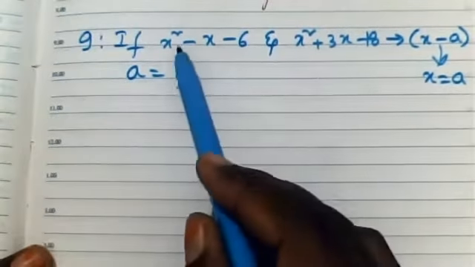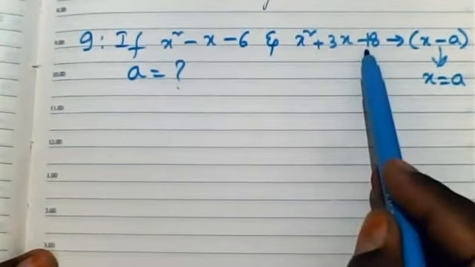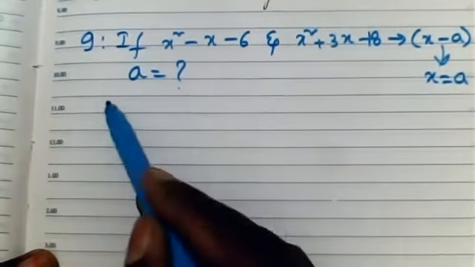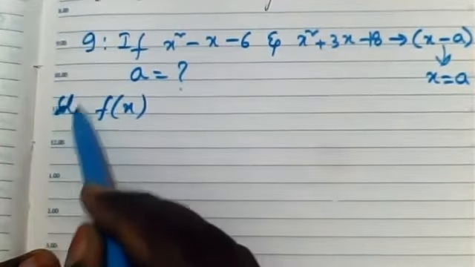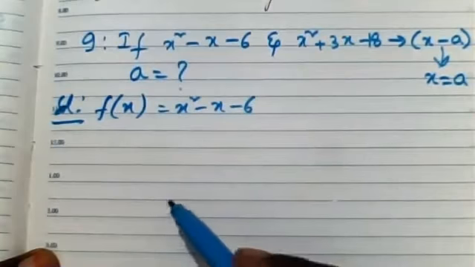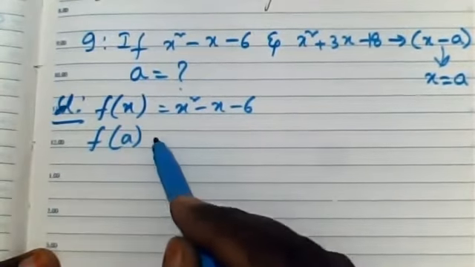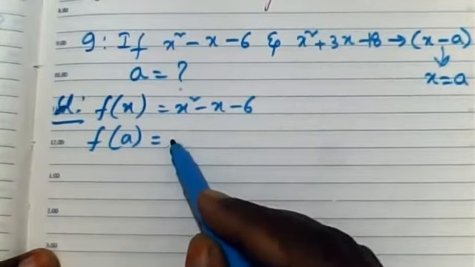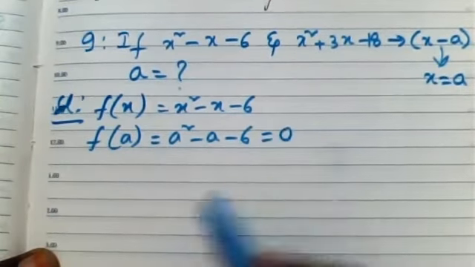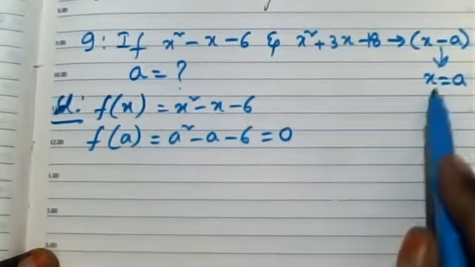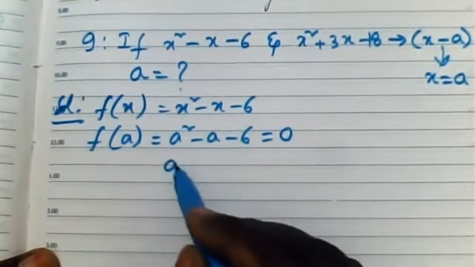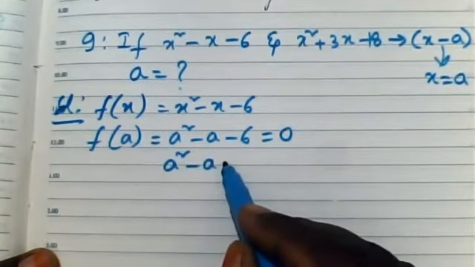So these are the two equations where we need to substitute x is equal to a, because x minus a is a factor. So first we'll take f of x as x square minus x minus 6, isn't it? So f of a becomes how much? A square minus a minus 6, which is equal to 0, because x minus a is a factor, so f of a is equal to 0.